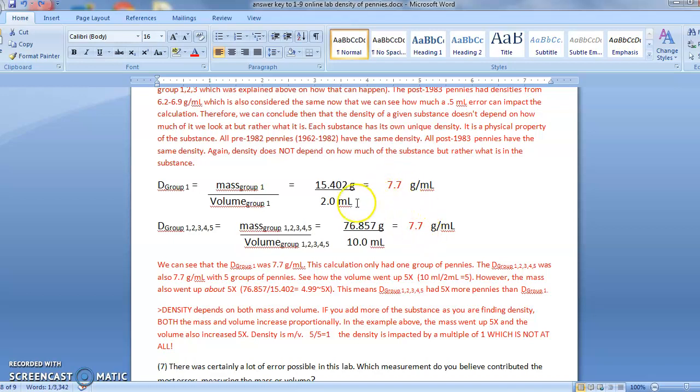It didn't change. Why? The volume went from 2 to 10. That increased by a factor of 5. So the volume went up 5 times. The mass went from 15 to 76, almost 77. That also increased 5 times. If the mass increases 5 times and the volume increases 5 times, the number on top got bigger by 5. The number on the bottom got bigger by 5. 5 divided by 5 cancels. It doesn't matter how much of a substance you determine the density of. Density stays the same.